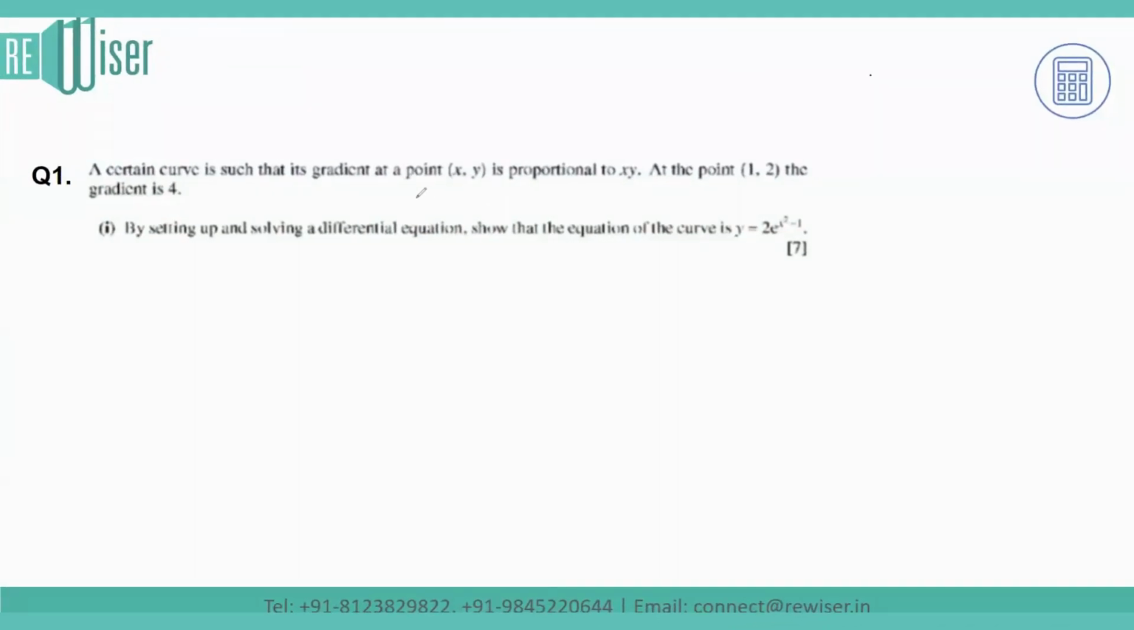Hello students, a certain curve is such that its gradient at a point (x, y) is proportional to xy. So that means we can write that dy/dx is proportional to x times y. If we remove the proportionality sign, we can write dy/dx as k times x times y, where k is the proportionality constant.